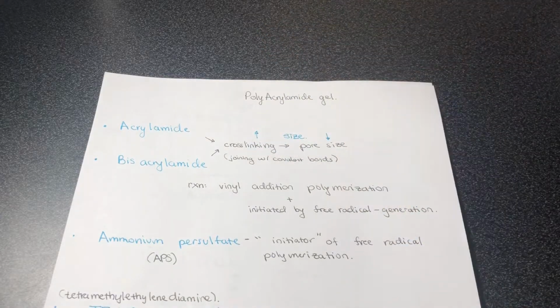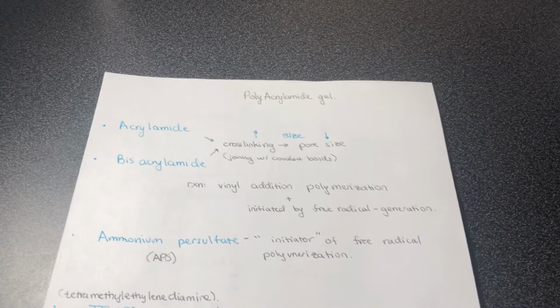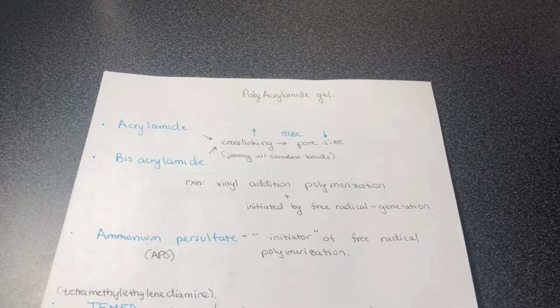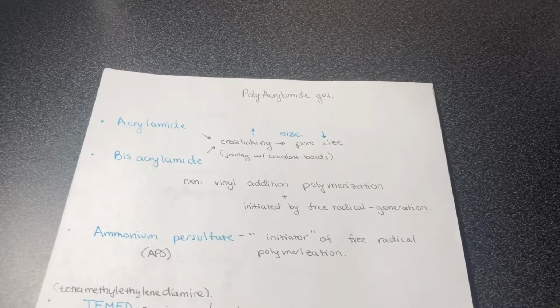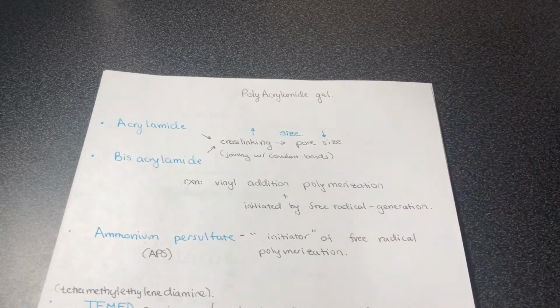Cross-linking means the joining with covalent bonds. And the reaction responsible is the vinyl addition polymerization. Now, it's initiated by free radical generation. And why is that important? Because acrylamide and bisacrylamide is not just going to sit there and have cross-linking. It needs something. So we use APS, the initiator of that free radical generation or that polymerization, also known as ammonium persulfate.